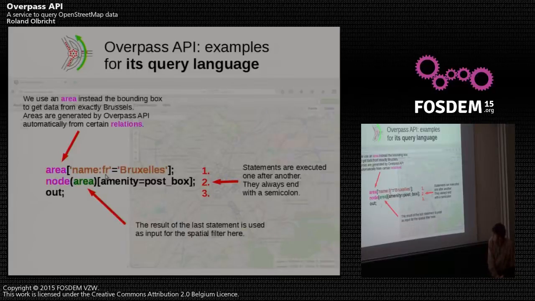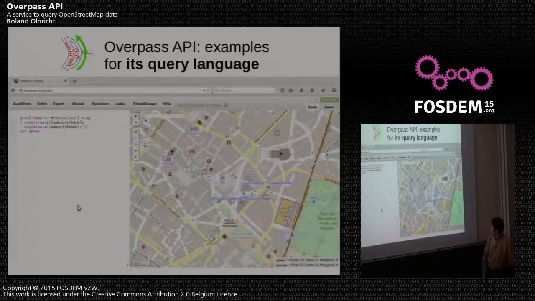Okay, so let's go through this request. I am again searching for nodes which have an amenity postbox, and which come from the area I've just found before. And then we just return these nodes. Okay. To make it a little bit more complicated, we are now going to search for banks.